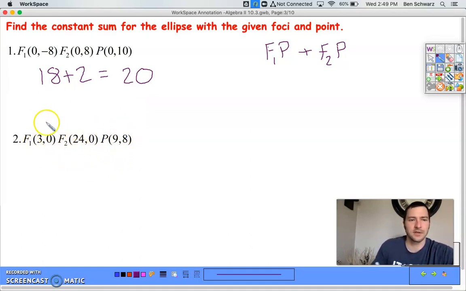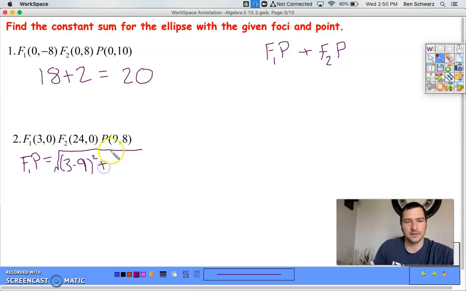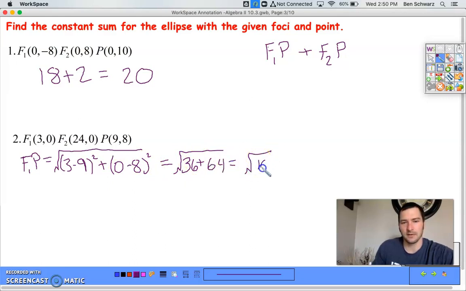The next example is not quite as easy to see because they don't share any of these numbers. So first, to find F1 to P, we need to use the distance formula. Looking at this point here and this point here, we get the square root of (3 minus 9) squared plus (0 minus 8) squared. So that equals -6 squared is 36, and 8 squared is 64, so the square root of 100, which equals 10. So that's the first one.